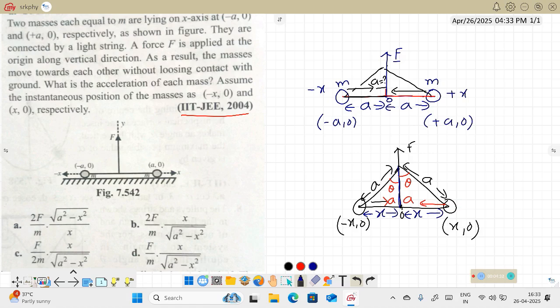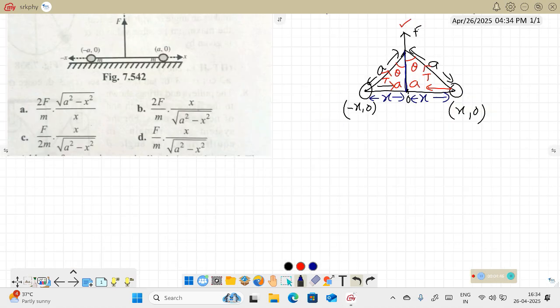In this case, you have to understand very clearly. The string is pulling. That means whenever you are applying the force like this, what happens? Tension will be created in the strings. When the tension is created in the string, that tension we can resolve into components.